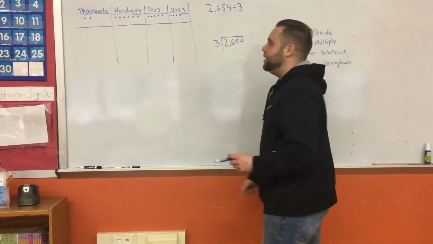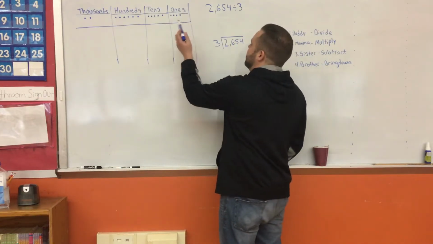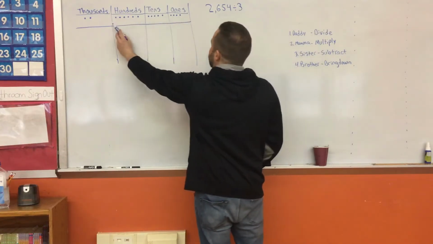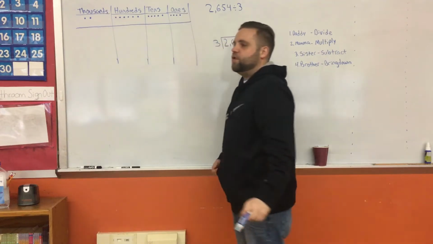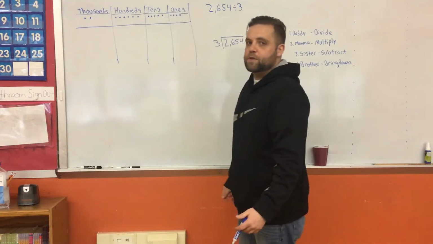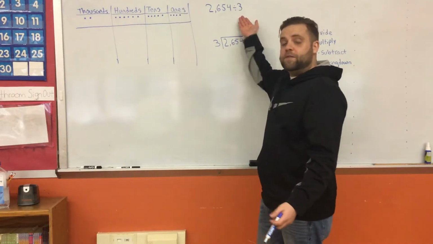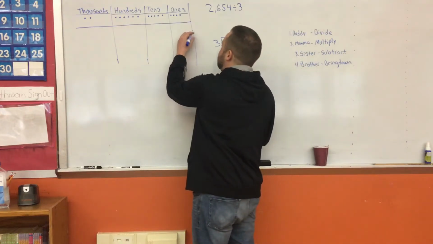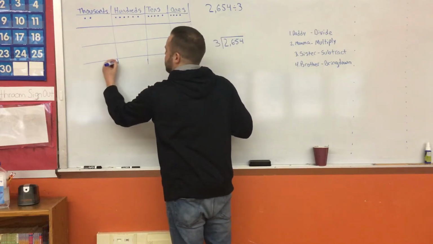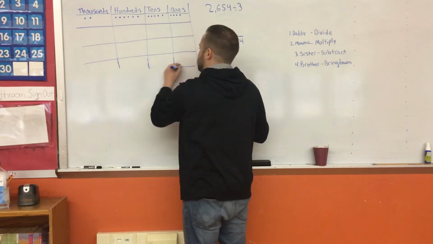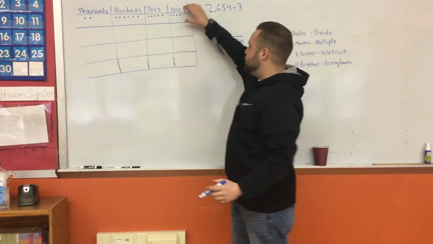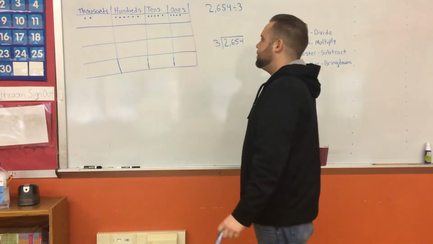So here's our original problem, 2,654, and we're going to divide by 3. I already have my number in the place value chart: 4 ones, 5 tens, 6 hundreds, and 2 thousands. What I want to do is break apart each place value into equal groups. We're dividing by 3, so I want 3 equal groups. I'm going to make 3 groups in my chart, and take everything up here and divide it up evenly.